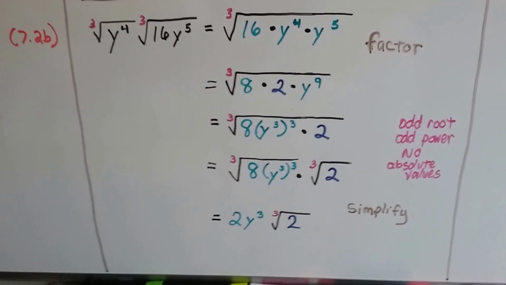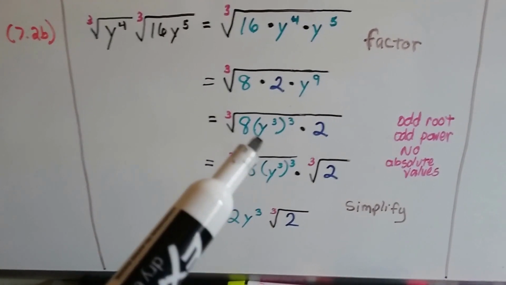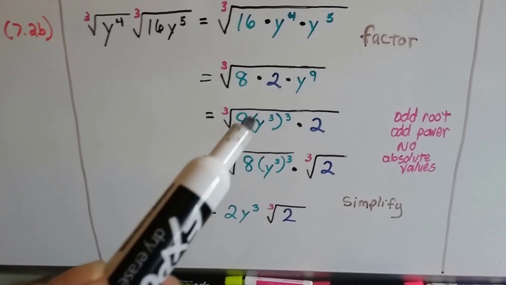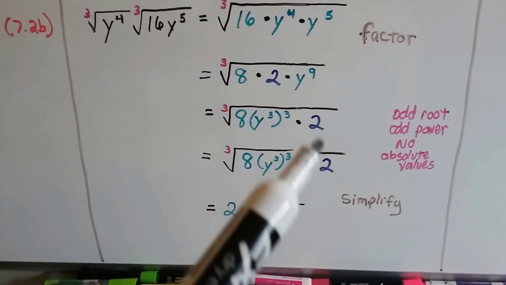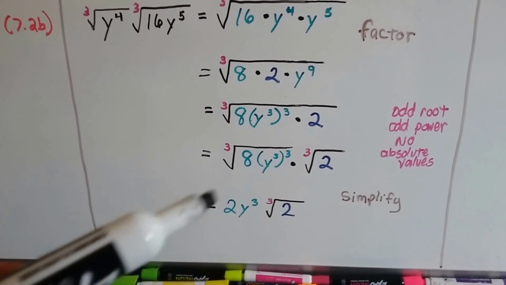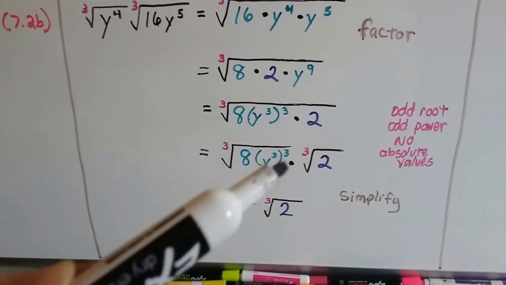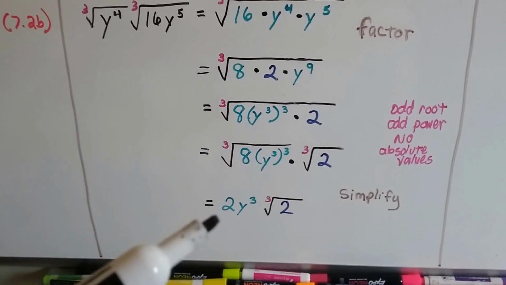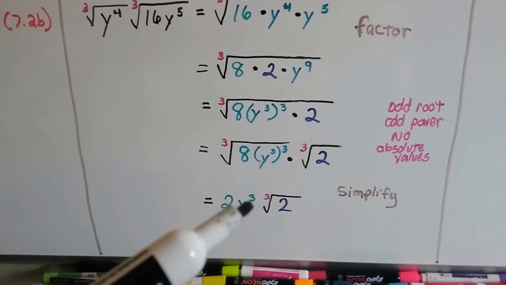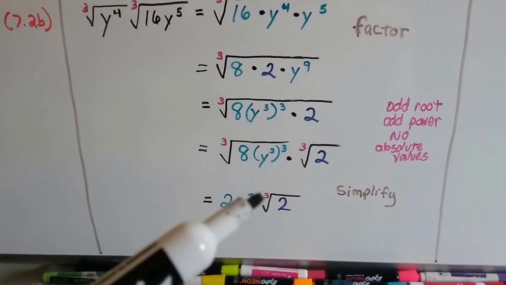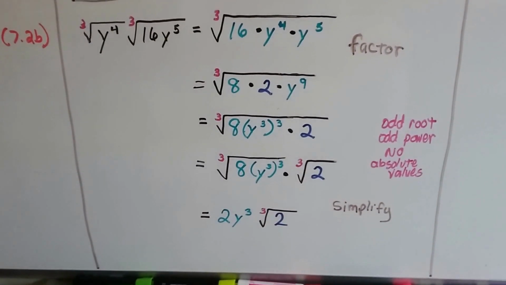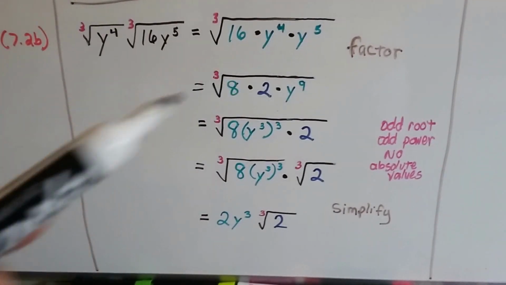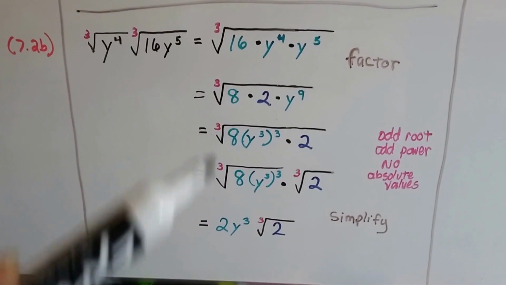And now we can take this guy right here and put him under his own radical sign, and the 2 under its own radical sign. And because this is to the 3rd power, and that's a perfect cube, we can get 2y to the 3rd power times the cube root of 2. See? See how we regrouped the exponents and we pulled out that perfect cube? Okay, let's try another one.